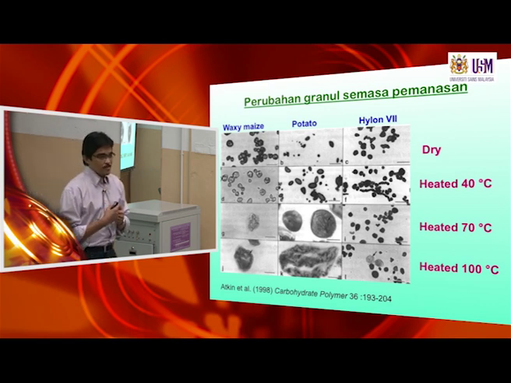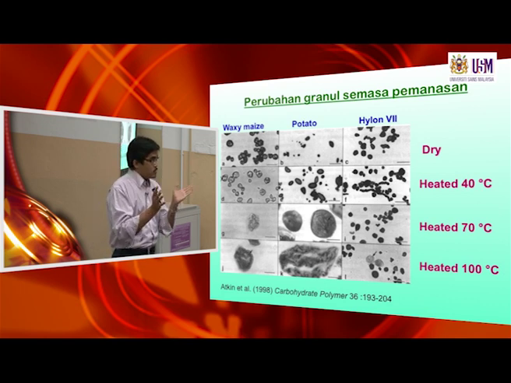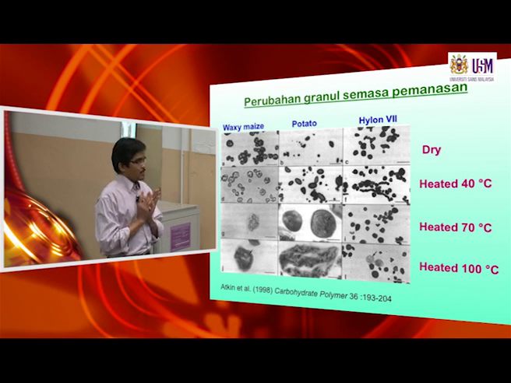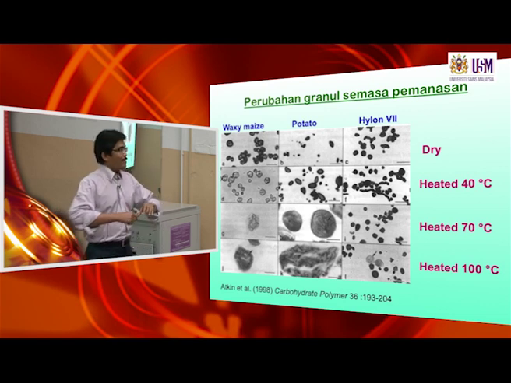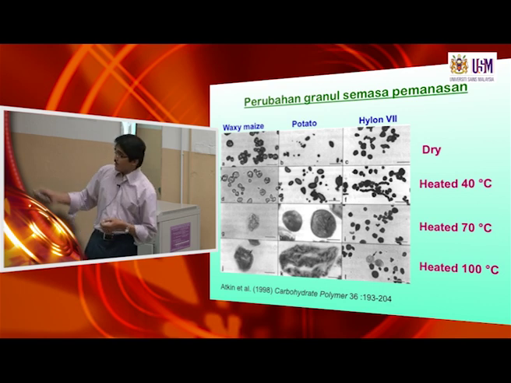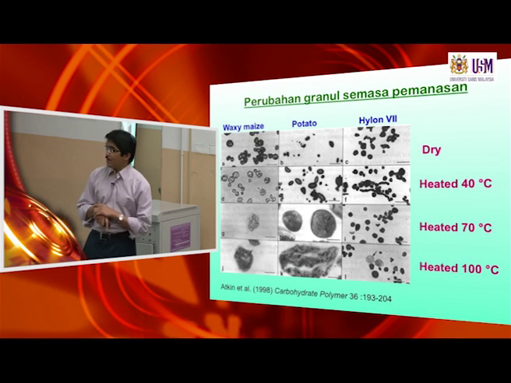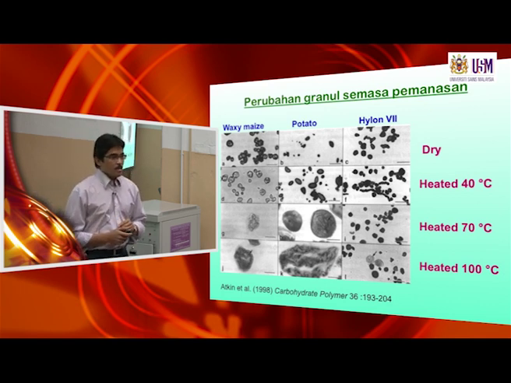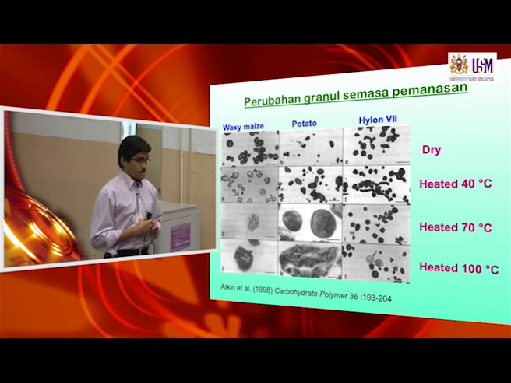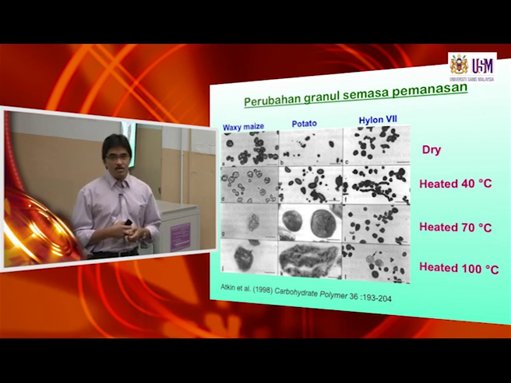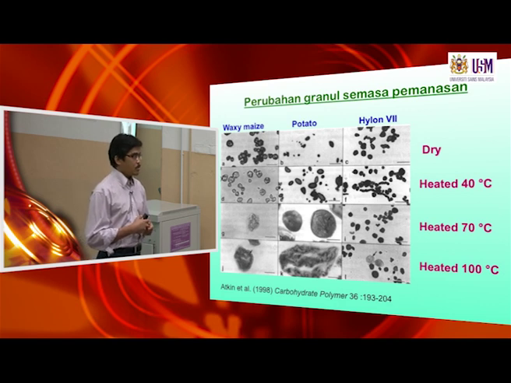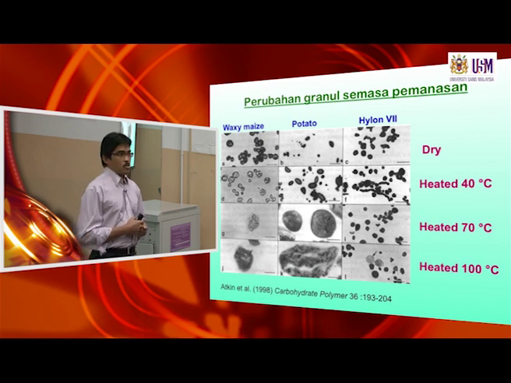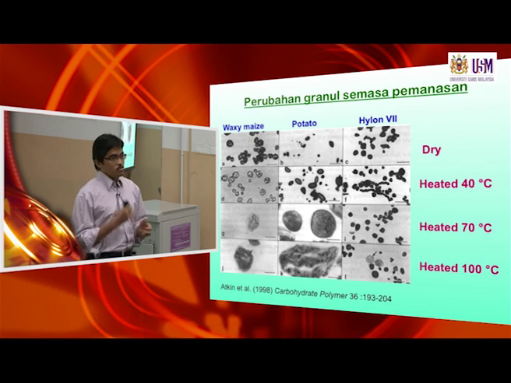Or if we put it the other way around, if we expose the starch samples to the same temperature, then we can say that the waxy maize would swell fastest compared to normal potato and high amylose Hylon 7. That's probably one point we can make. Then we can also see that Hylon 7 appears to swell the least. In terms of swelling capacity, or the extent of swelling of the granule, Hylon 7 shows the lowest swelling. So how do we now relate this to the amount of amylose and amylopectin here?